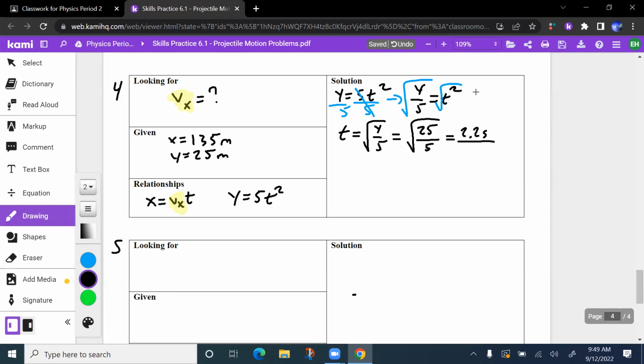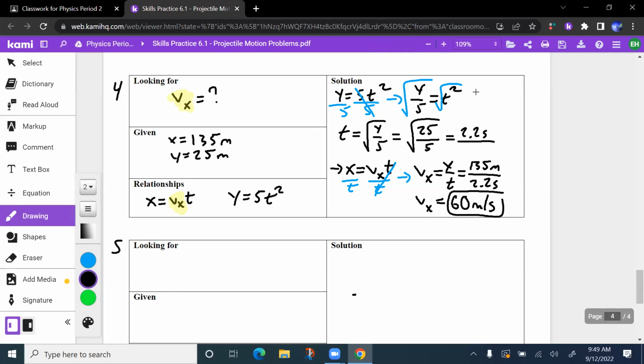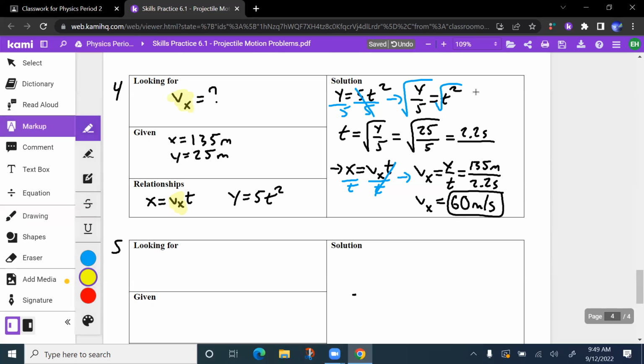Now we take that 2.2 seconds and we put it into the second equation. So take the second equation, x equals Vx times t, but you have to solve it for Vx. So we'll do that by dividing by t. Vx equals x over t, which would be 135 meters away, divided by 2.2 seconds. And 135 divided by that gives us about 60 meters per second, which just as an equivalent, that would be over 120 miles per hour.